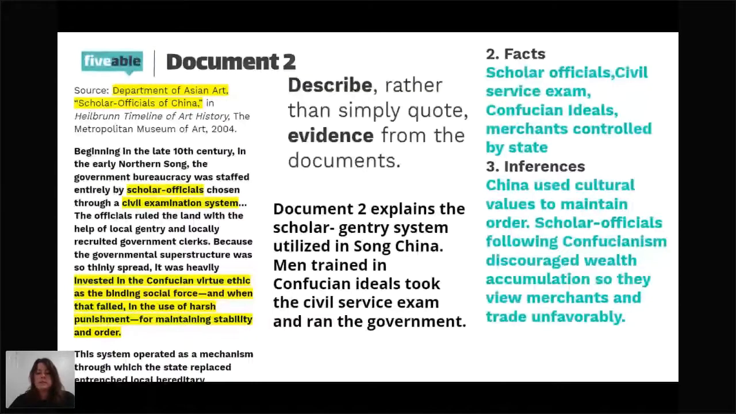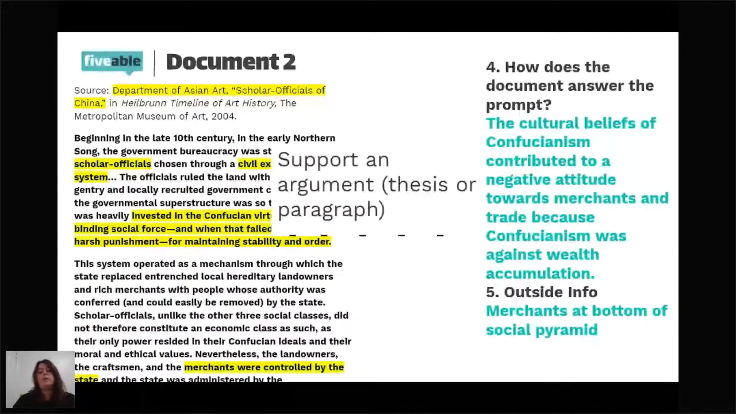And then let's see what I did with the inferences here. So supporting an argument or thesis: pulling from the inferences, and then how does the document answer the prompt? I'd put the cultural beliefs of Confucianism contributed to a negative attitude towards merchants and trade because Confucianism was against the wealth accumulation. And so just molding those sentences together into the paragraph. And then for here, I wouldn't do the outside info.